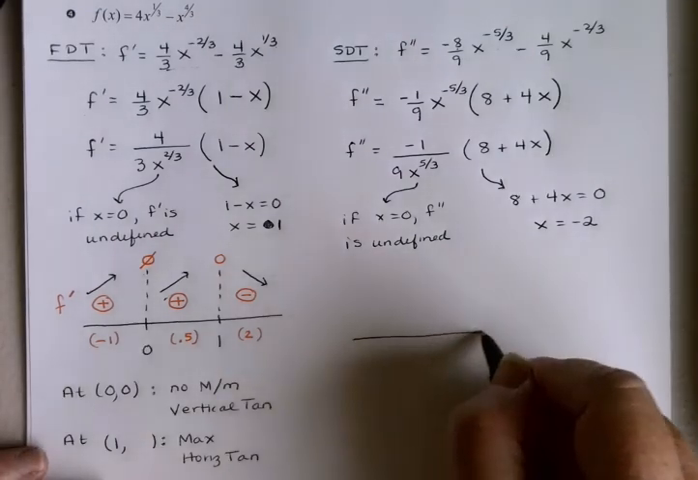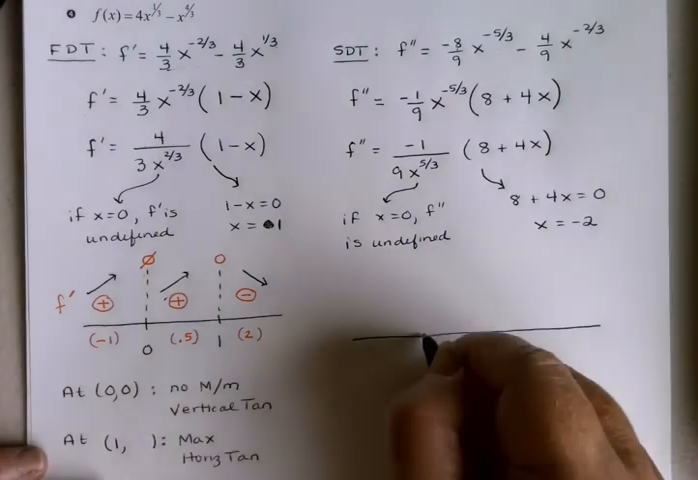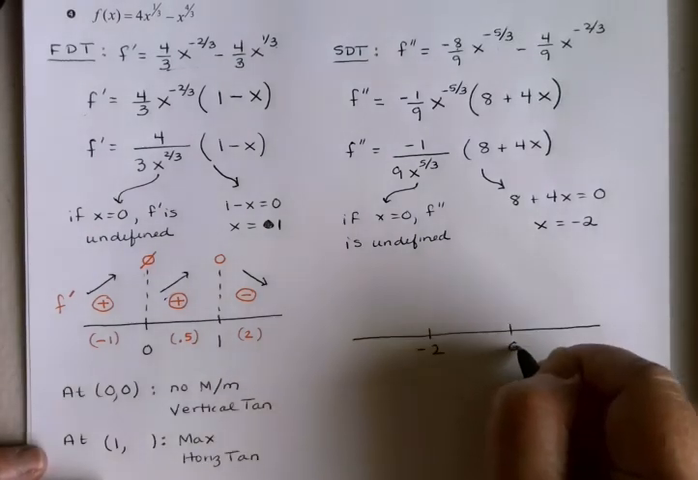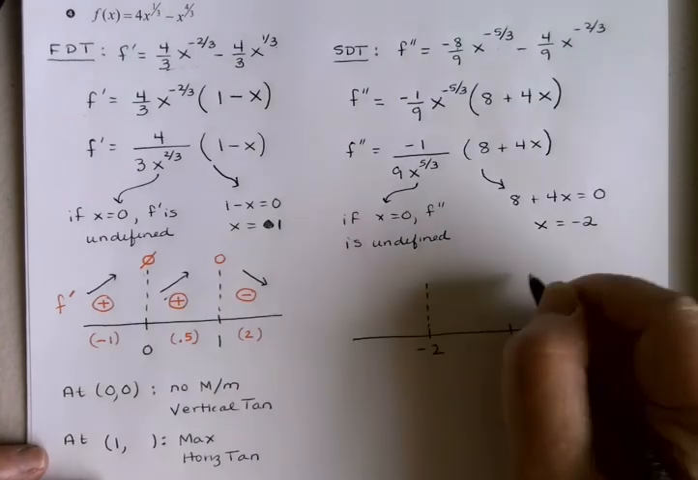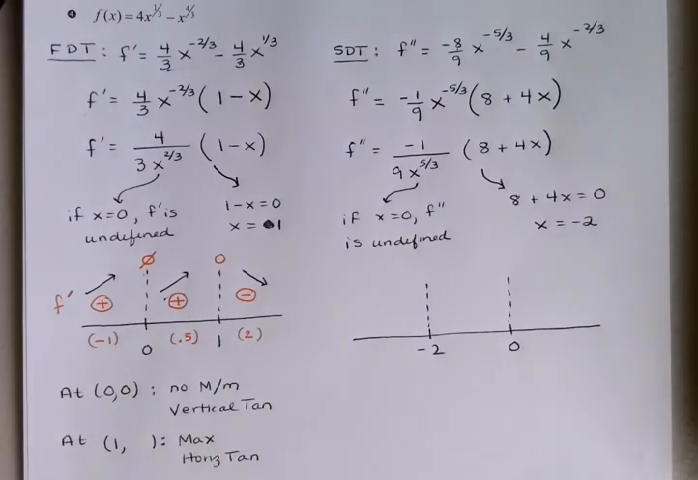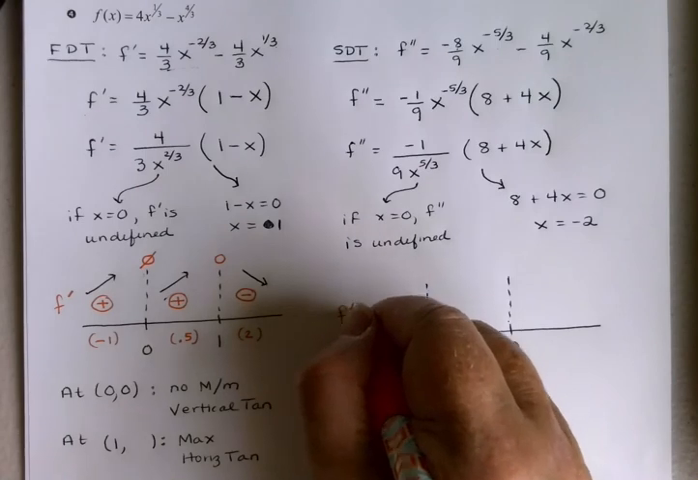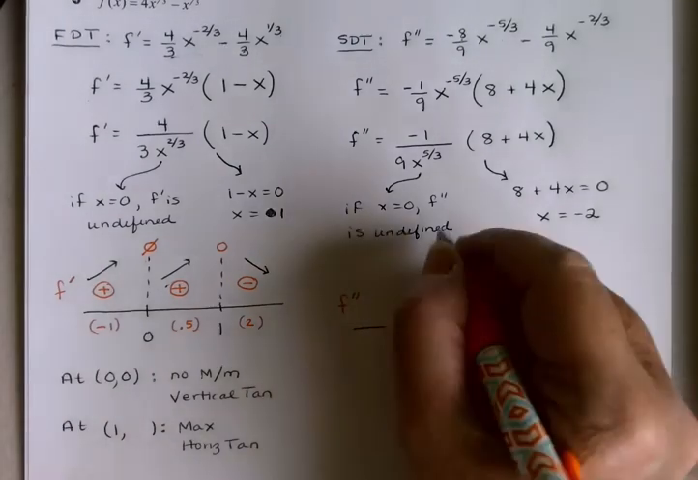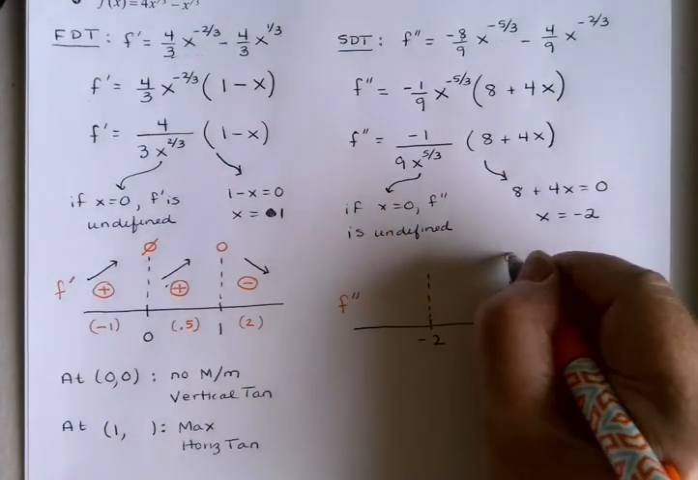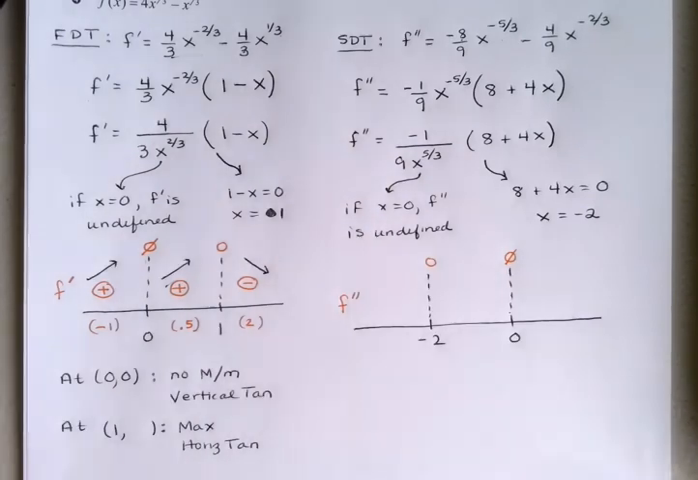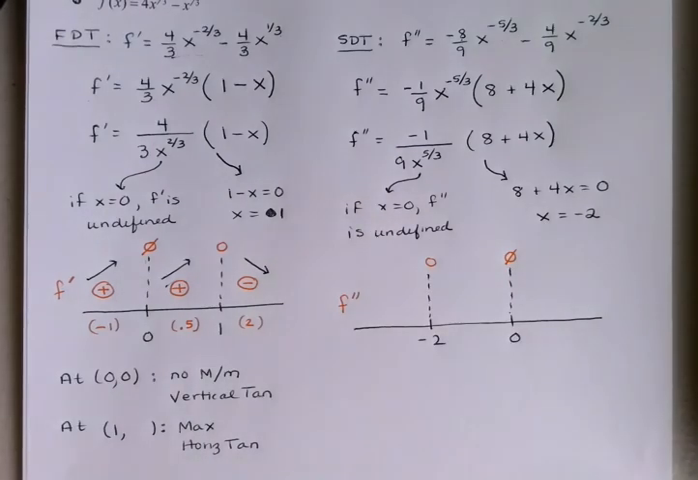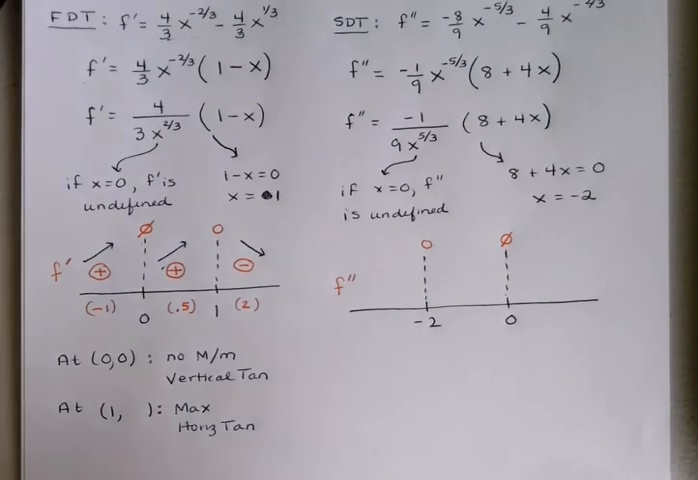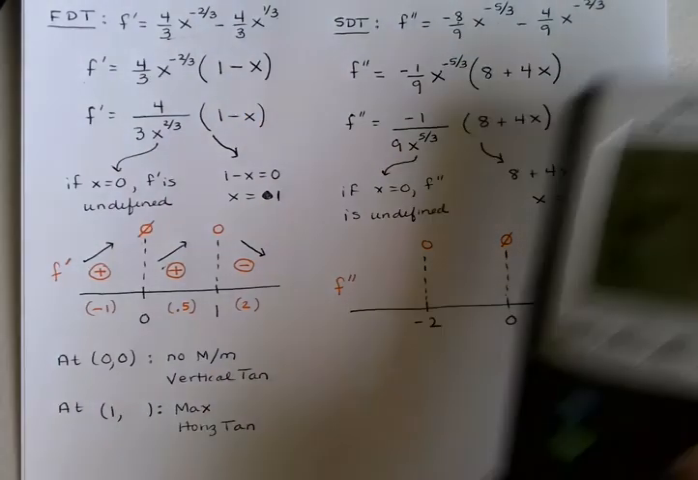So let's do our test. Negative 2 and 0 are my critical values, and I'm doing the second derivative test here. I know that the second derivative is undefined when x is 0, and it's 0 at negative 2. Again, true, although not as important with the second derivative, because an inflection point is an inflection point, no matter what. And I'm going to plug the second derivative into my calculator.